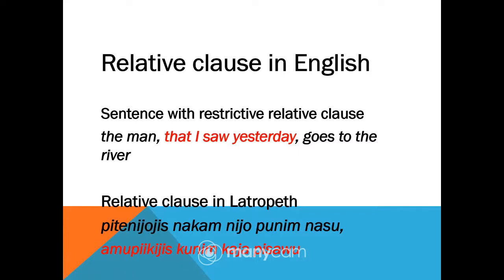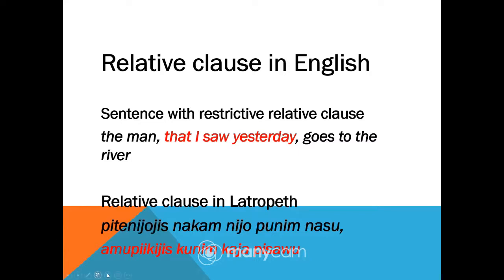amupiyikiyis kunim kaya pisawu. Amupiyikiyis. So this is basically to see. Kunim is yesterday, that's the adverb. And then you have the man, kaya pisawu. Kaya, if you can remember, basically normally precedes any animate object. So in this relative clause, the man is the recipient of the action of the seeing, so he's an object. So therefore, he's preceded by kaya. And instead of saying kaya nakum, I've said kaya pisawu. So I've substituted man with a relative pronoun, pisawu.